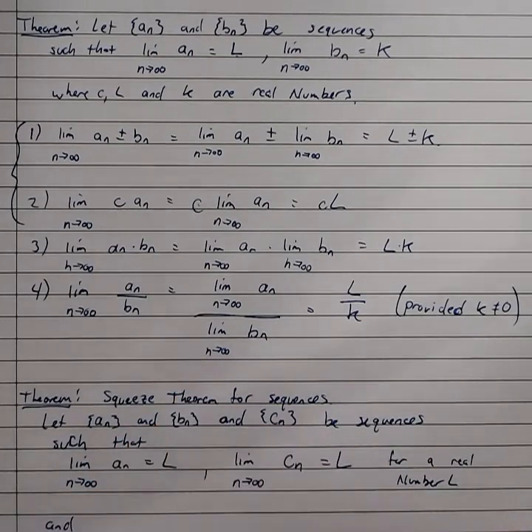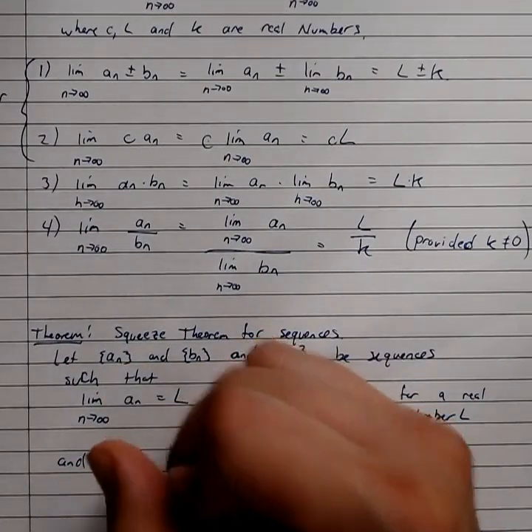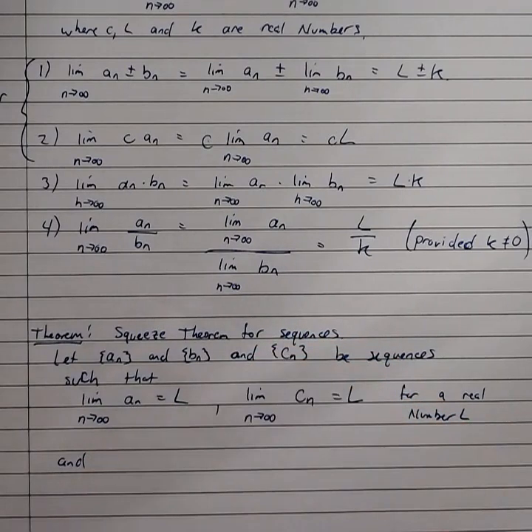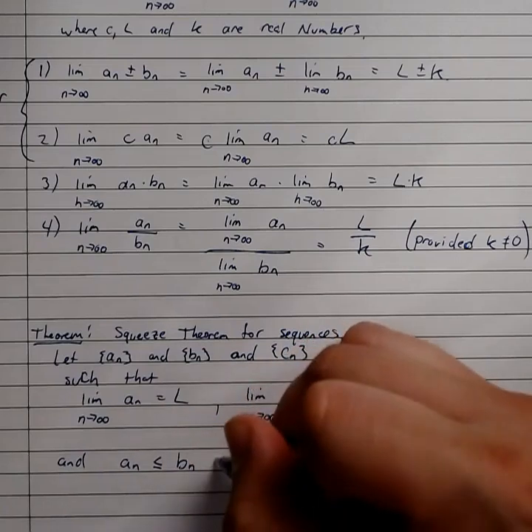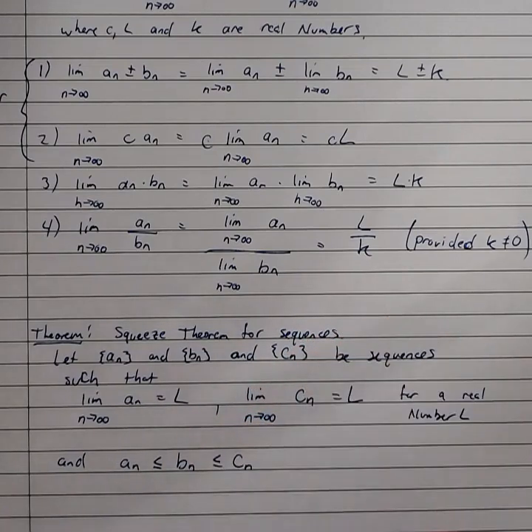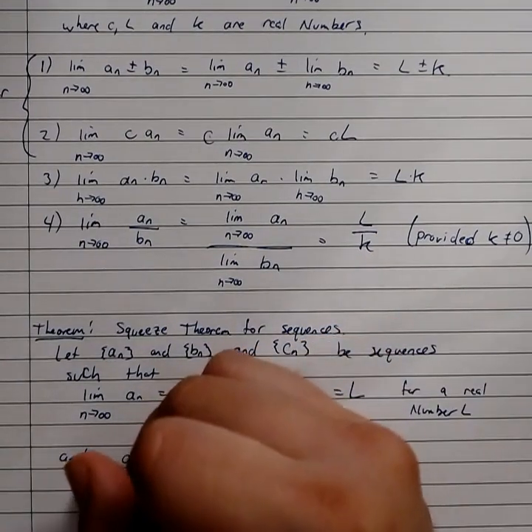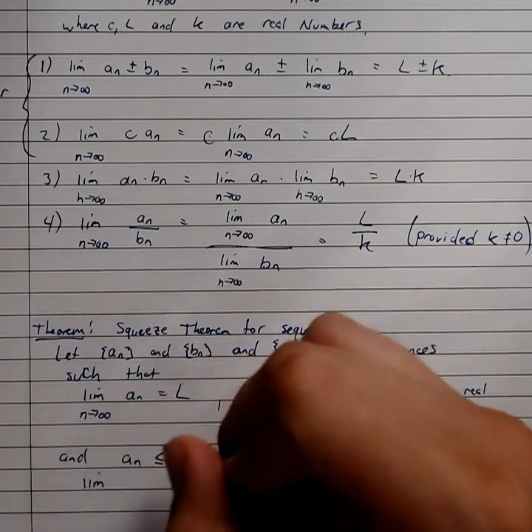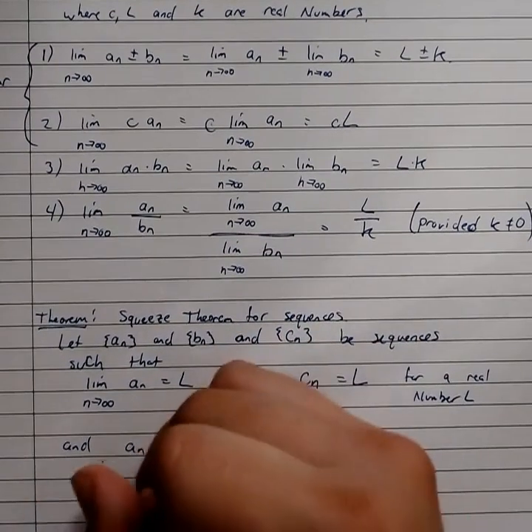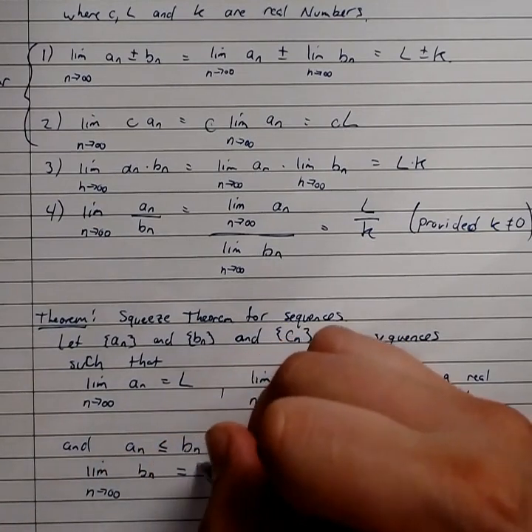And one more thing, the nth term of B should be between the nth term of A and the nth term of C. So such that A sub n is less than or equal to B sub n, which is less than or equal to C sub n. If that's the case, then it must be true that the limit as n approaches infinity of b sub n must also equal L.